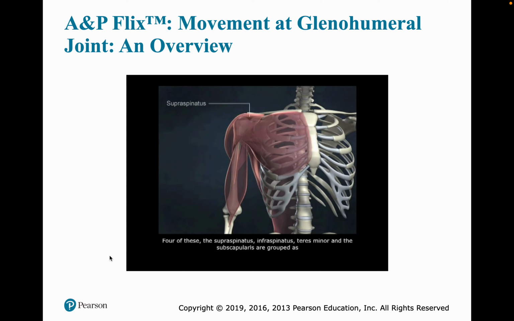4 of these, the supraspinatus, infraspinatus, teres minor, and the subscapularis, are grouped as the rotator cuff muscles and are discussed separately. The remaining 2 muscles are the teres major and the coracobrachialis. The muscle origins and insertions in relation to the glenohumeral joint are best introduced as anterior and posterior muscles that originate off of the scapula, and anterior and posterior muscles that originate off the axial skeleton.